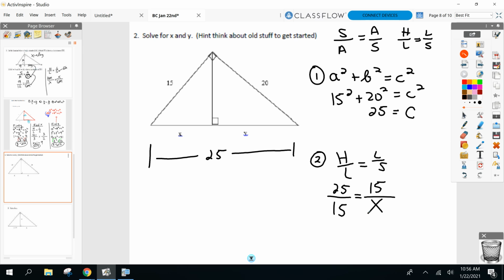There you go. Let's cross multiply. 25x equals 225. Divide both sides by 25. How many quarters are in $2.25? 9. So X is 9.